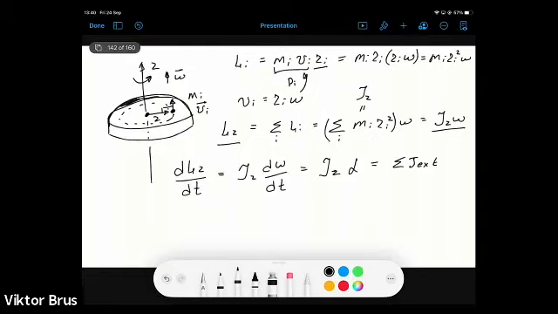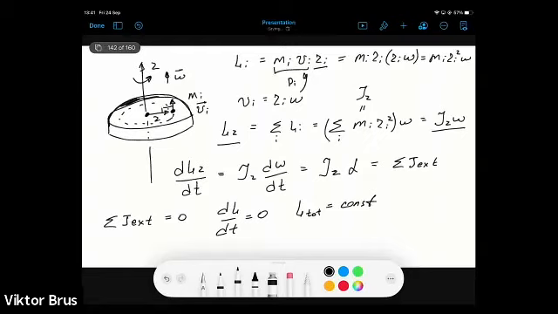Now, if we have some isolated system, for instance, the external torque is equal to 0, because for an isolated system, all net external forces are equal to 0. So automatically that means that the net external torque is also equal to 0. Then dL over dt is also equal to 0. Which means that L total of an isolated system is equal to some constant.